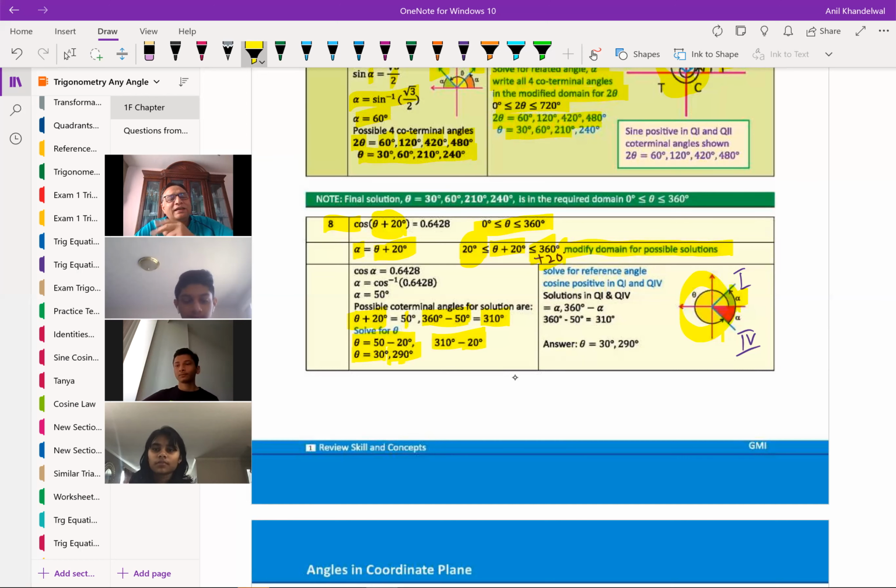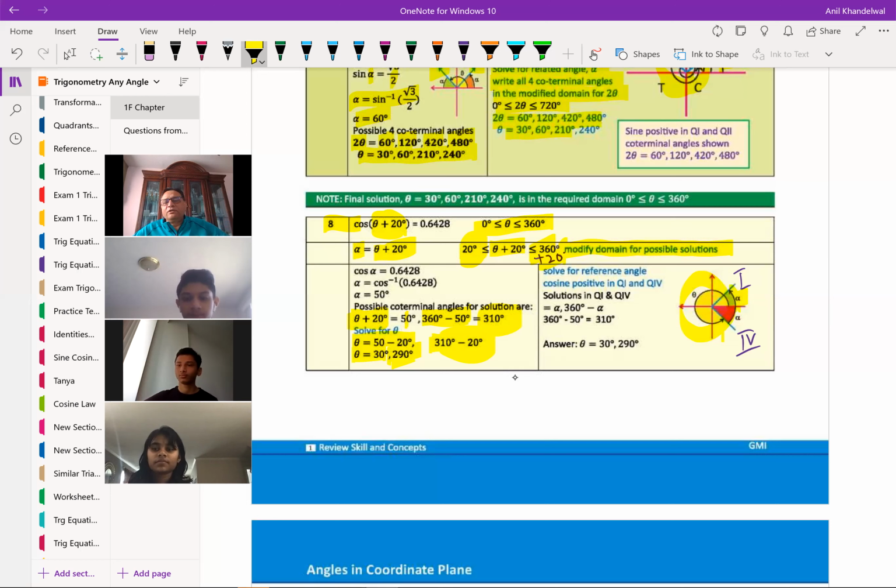Theta plus 20 is the angle which we found to be 50. So theta is 50 minus 20. The other angle was 360 minus 50, which was 310, right? So theta plus 20 was 310. So theta was 310 minus 20, which gave us 290. Is that clear? Correct? Okay.